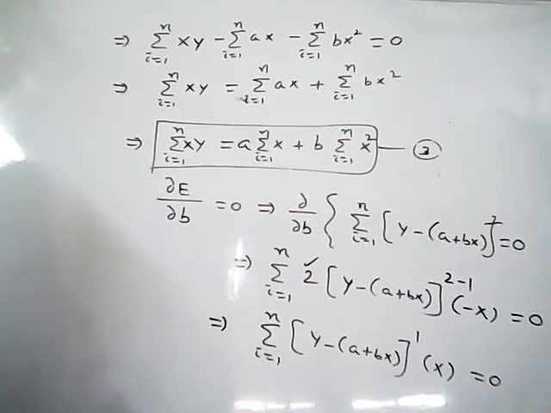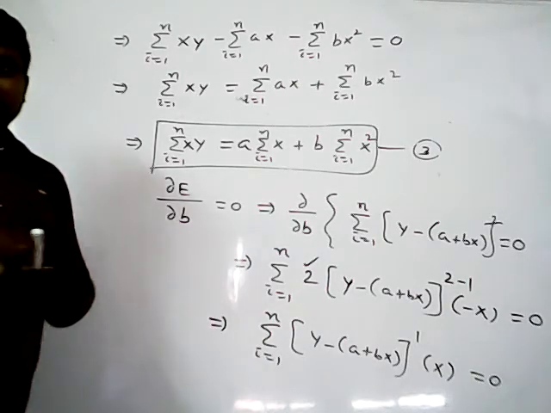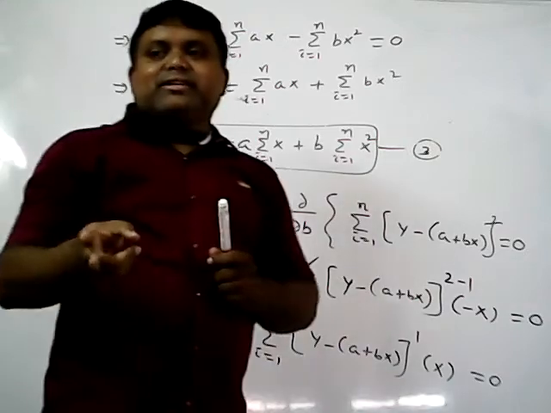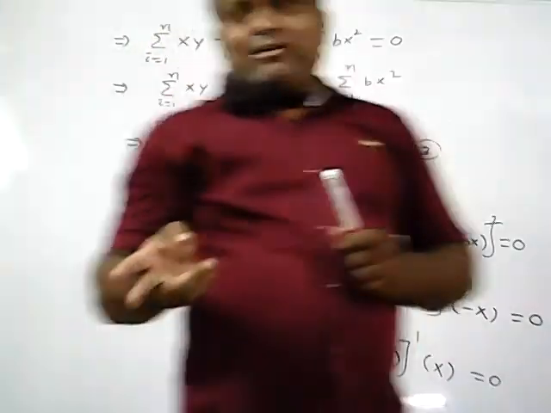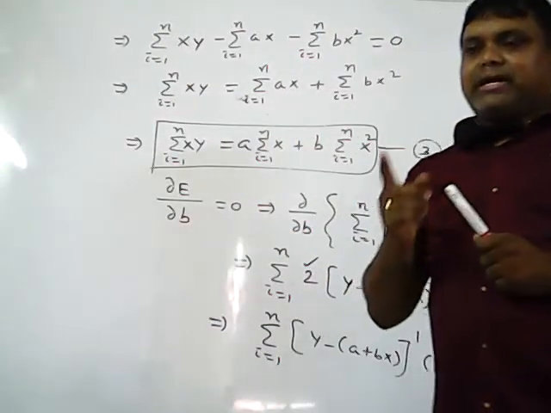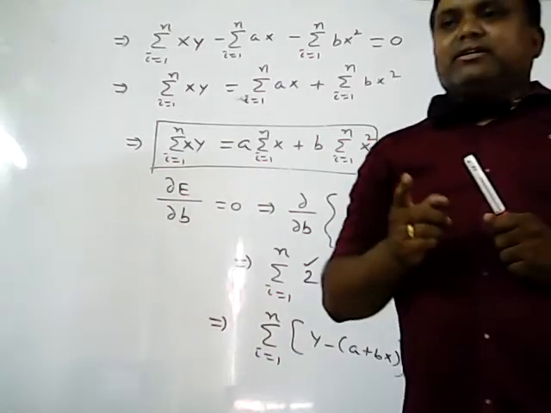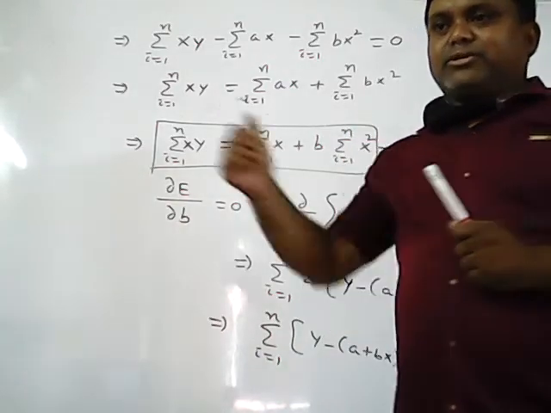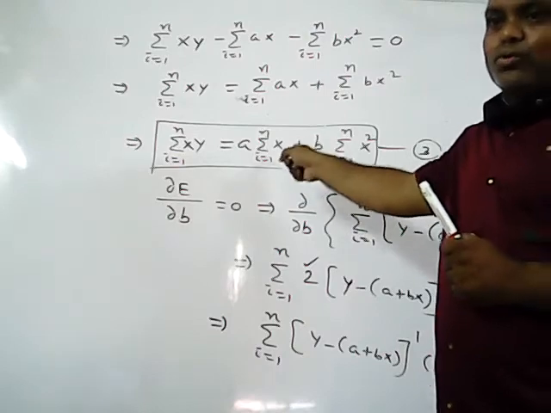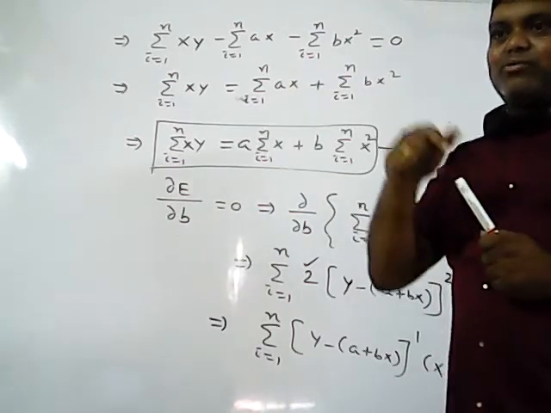Now I got two equations. Two constants are there. I have taken dou e by dou a equal to 0, and I am getting one equation. Second, dou e by dou b equal to 0, and I am getting the second normal equation. So equations 2 and 3 are called normal equations. What is the question I have given?